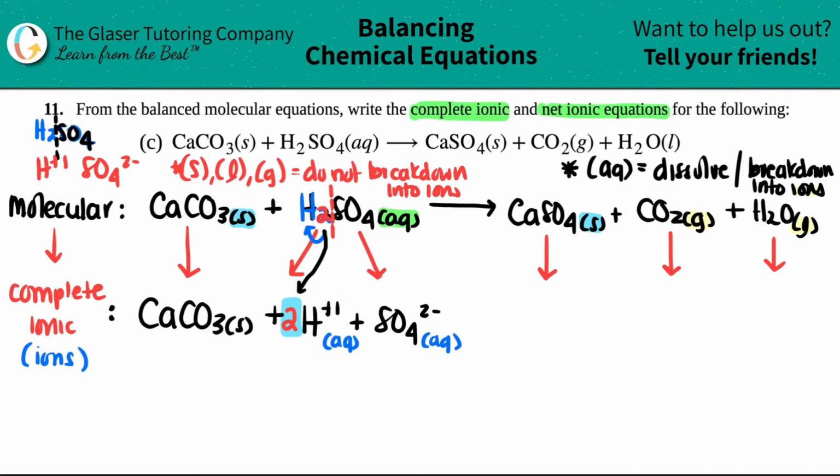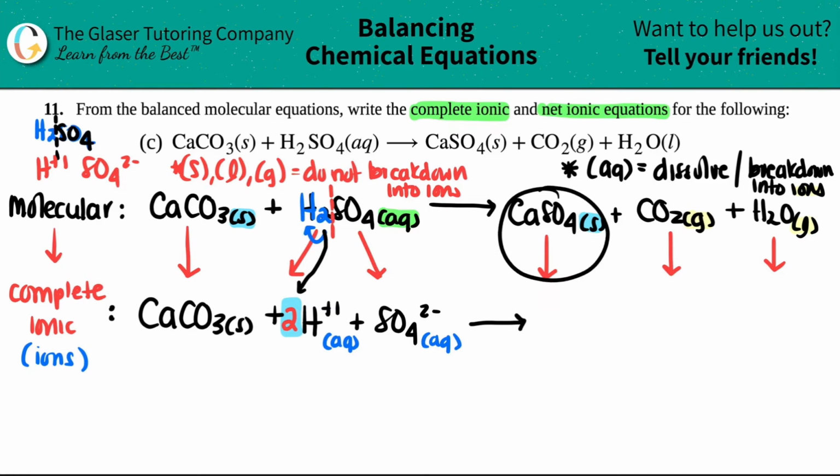All the numbers that are the subscripts for quantity always become a coefficient. However, this 4 stays a 4 in the subscript because that was the identity of sulfate. But how many sulfates do you have? You only have 1. So you could put a 1 in front, but you don't have to. We don't put 1s, right? Okay, moving on.